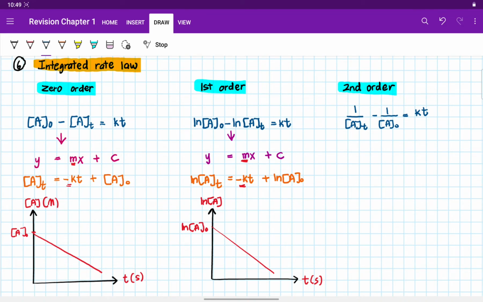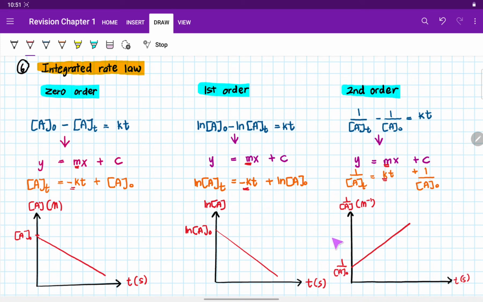Now again, we relate it to our graphical method. The y-axis will be 1 over A, 1 over concentration of AT equals KT, with A0 moved to the right side, so KT remains as it is plus 1 over A0. So again, to determine by our linear graph method that it's a second order reaction, the graph we need to plot is 1 over A against time. We will get a linear graph, and here the slope will be a positive slope because M is positive K. So the graph should be like this.